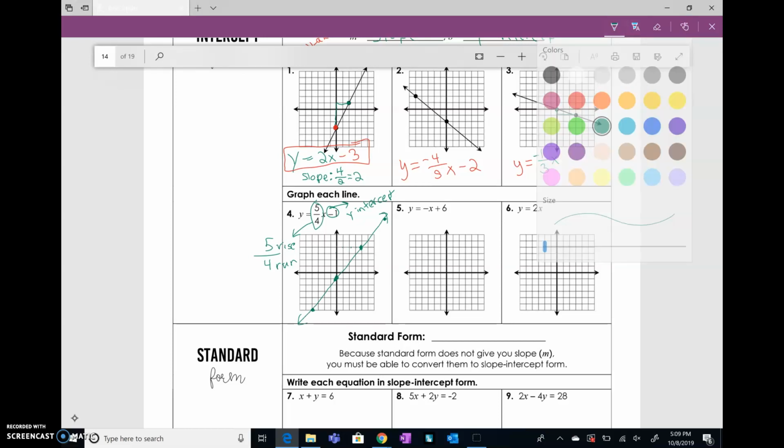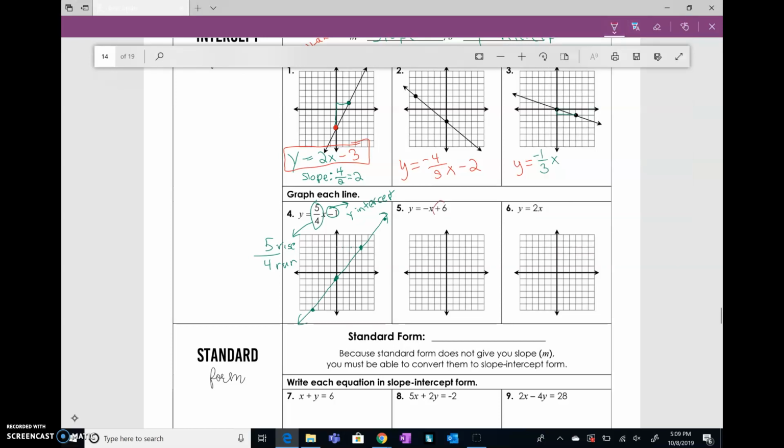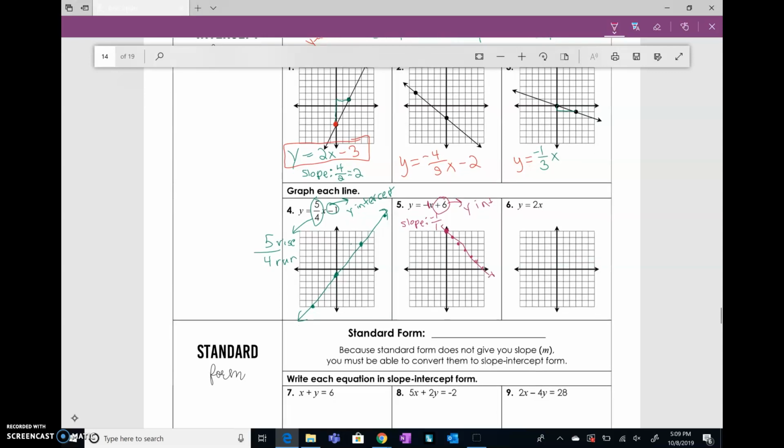Now this one, the y-intercept is 6, so that's where you start. So 1, 2, 3, 4, 5, 6. The slope is this invisible -1. So the slope is -1, and to make it a fraction, you put it over 1. That means you go down 1, to the right 1. Down 1, over 1, down 1, over 1, down 1, over 1, down 1. And that will be your line.